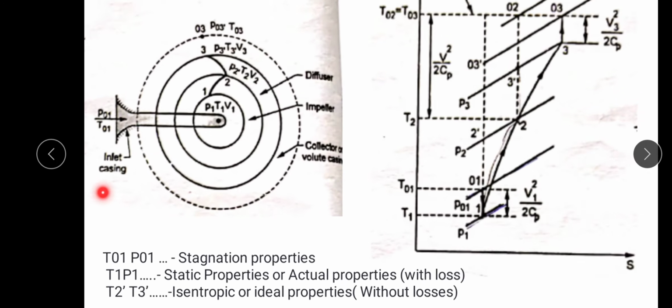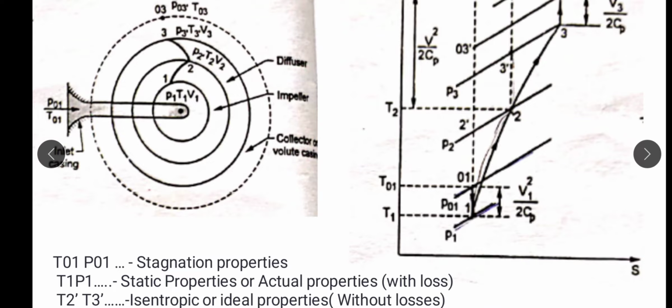First of all, we have to understand the notation for this diagram. We denote the stagnation properties by 01, 02, or 03, like stagnation temperature T01, T02, T03, or stagnation pressure P01, P02 likewise. These are the standard notations for the stagnation properties. Then normal temperature and pressure we simply denote by T1, P1, T2, P2 likewise.